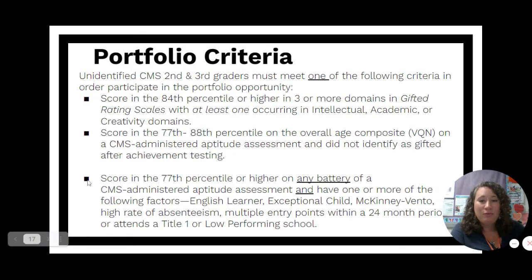These are the criteria for completing a portfolio. Unidentified students must meet one of these criteria. They must have scored 84th percentile or higher in 3 or more domains in the gifted rating scales, with at least 1 in intellectual, academic, or creativity, or score in the 77th to 88th percentile on the overall composite of the COGAT test, or score in the 77th percentile or higher on any battery of the aptitude assessments, or have one of the other following risk factors at the bottom.